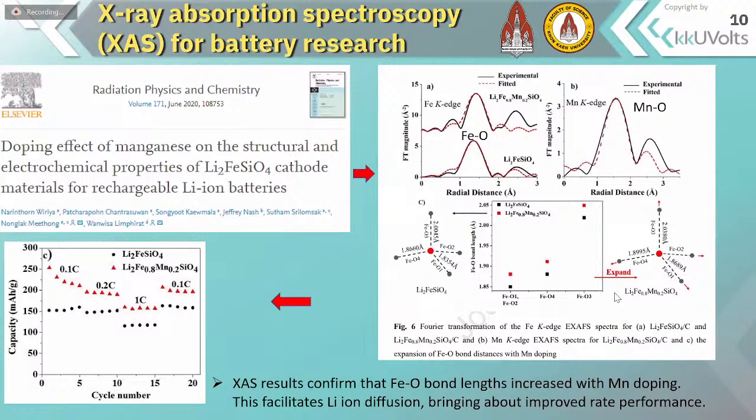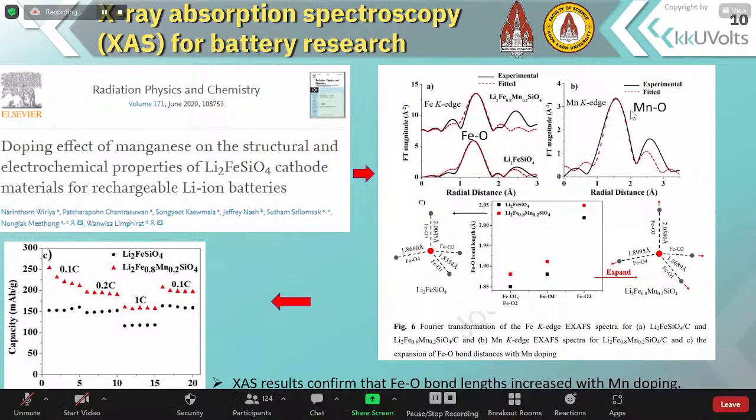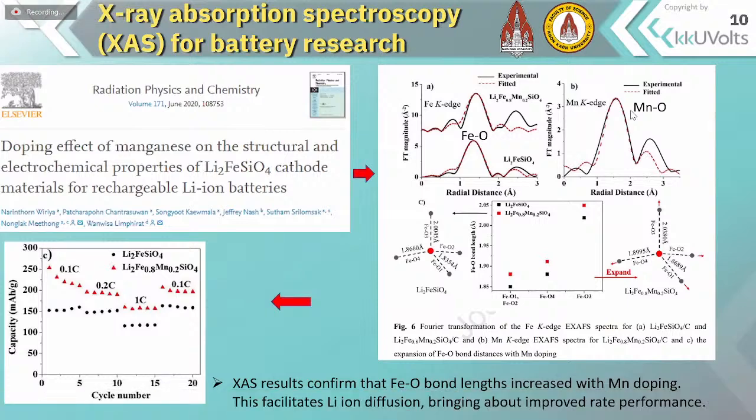The results show that magnesium doped electrodes provide larger iron and oxygen bond length compared with the undoped sample. The larger iron and oxygen bond lengths can facilitate the lithium-ion diffusion in the structure, leading to improved rate performance and high reversible capacity, as shown in the left figure.